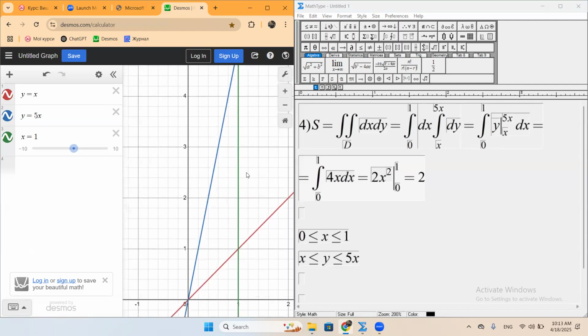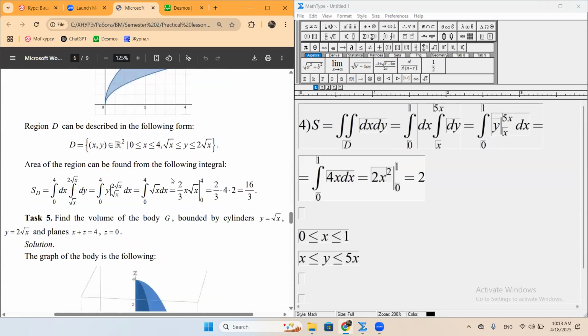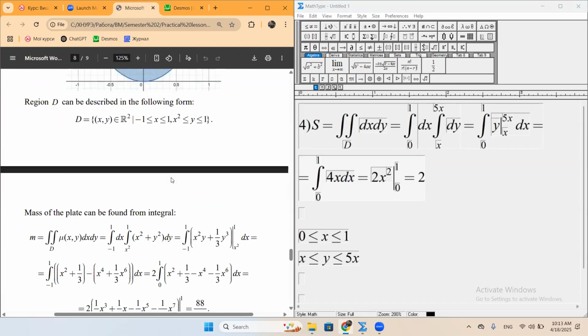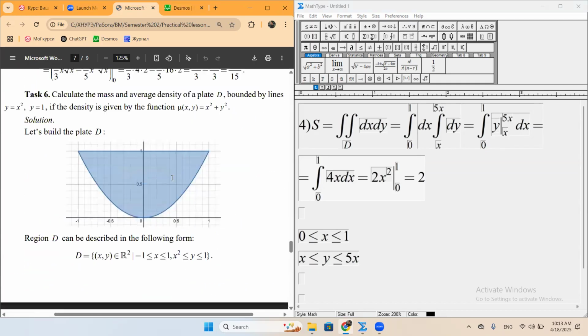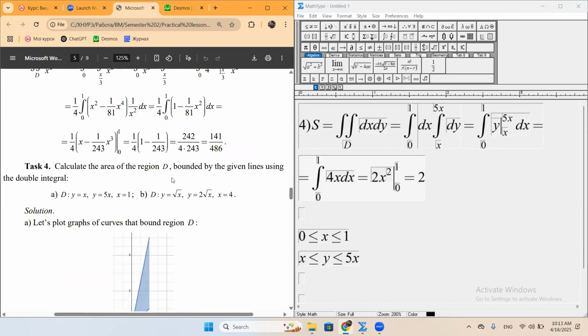So any questions about this exercise? No questions. Okay, no questions. And now let's see what else we can do. Okay, now let's have a break for 5 minutes. And after that, we will have more practice with the application of double integrals for calculation of volumes, mass, static moments, and so on. And now have a rest.